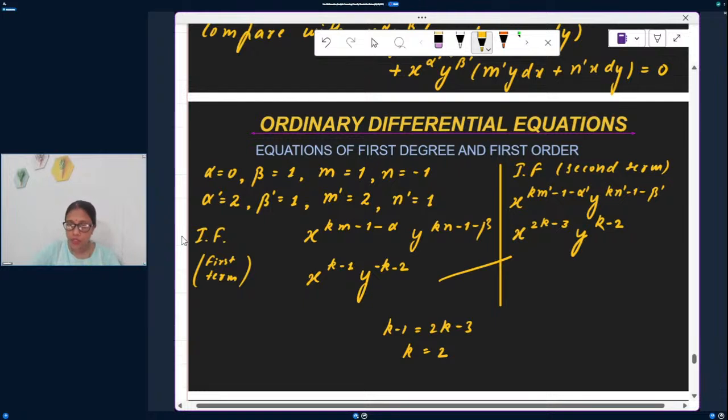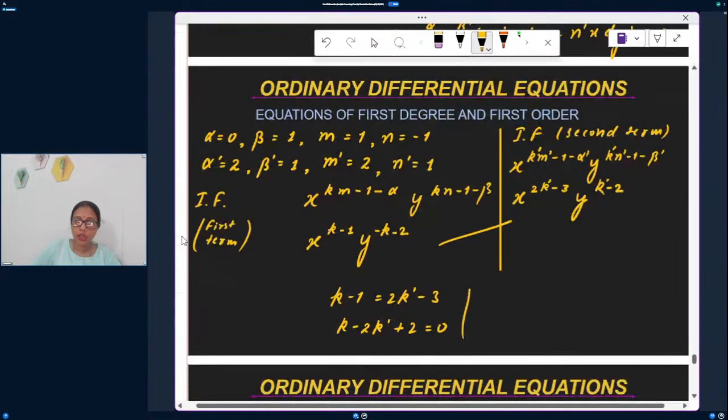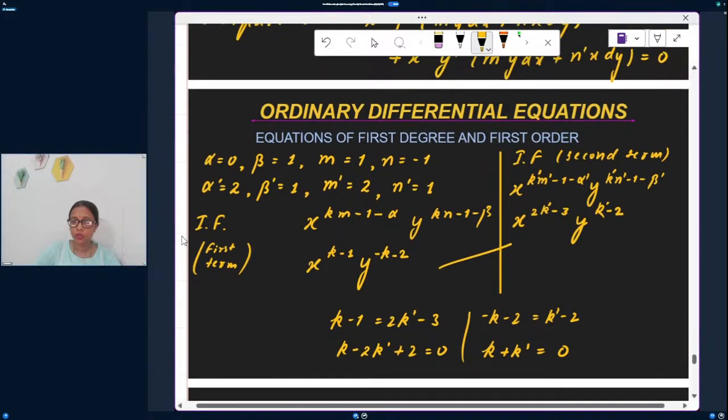Just a second. This is K dash. This time here it will be K dash. So K minus 1 is equal to 2K dash minus 3. So K minus 2K dash plus 2 is equal to 0. And second, minus K minus 2 is equal to K dash minus 2. So K plus K dash is equal to 0. I think I have done something wrong.